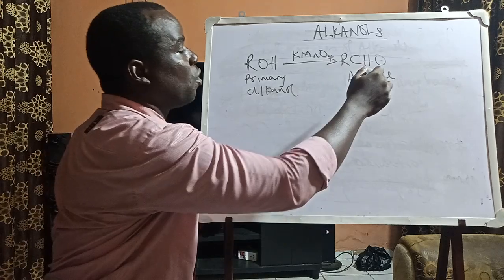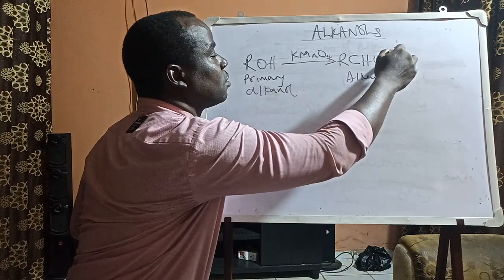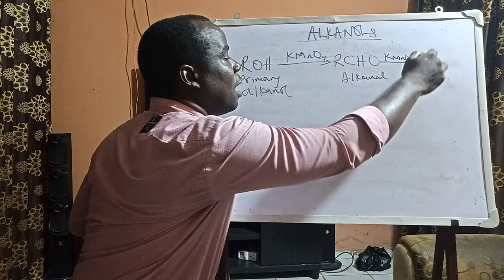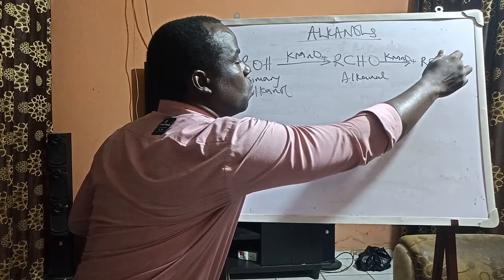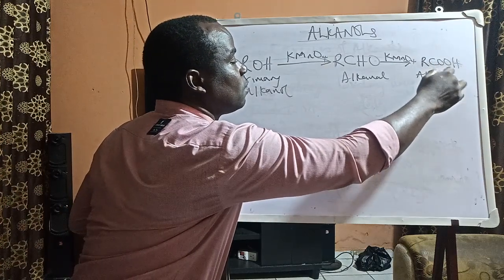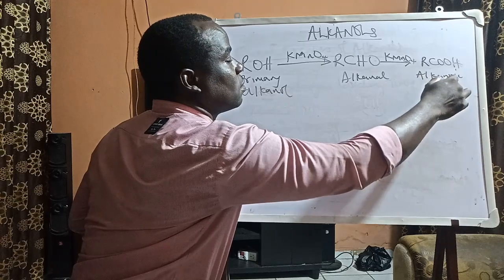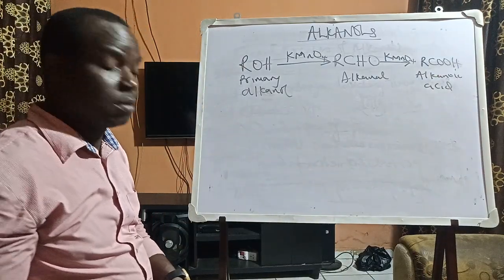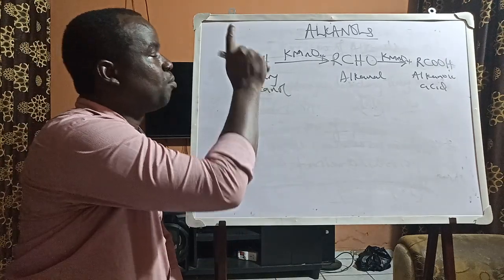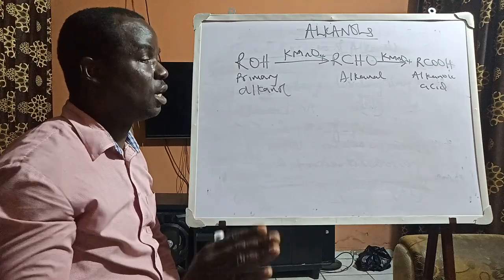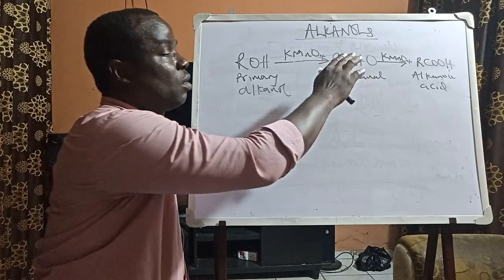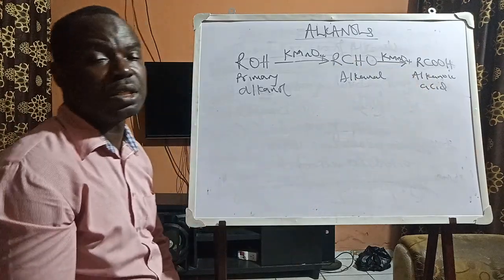Then further oxidation, that's KMnO4, we produce RCOOH. That COOH is an alkanoic acid. Are we good? That's an alkanoic acid. So a primary alkanol ROH undergoes oxidation to form an alkanal, and if an alkanal undergoes oxidation, it forms alkanoic acid.